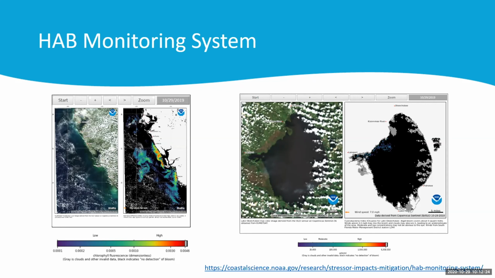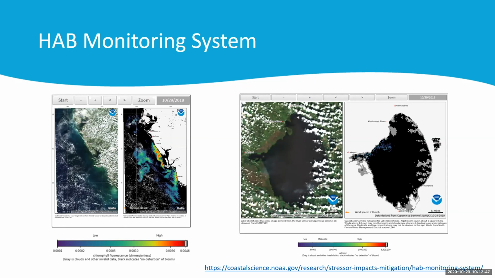And so if you look at the image on the left, this is Southwest Florida in 2019 during a Karenia brevis bloom. And you can see how you wouldn't be able to look at a true color image and see a harmful algal bloom, but you can certainly see it off of Charlotte Harbor and Naples, where that Karenia brevis bloom is close to shore.